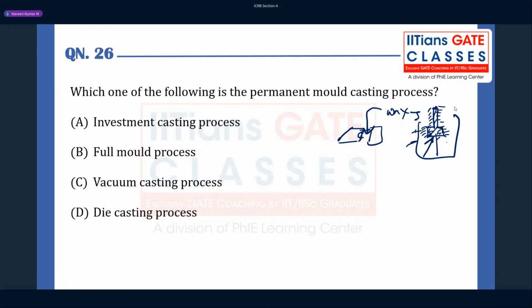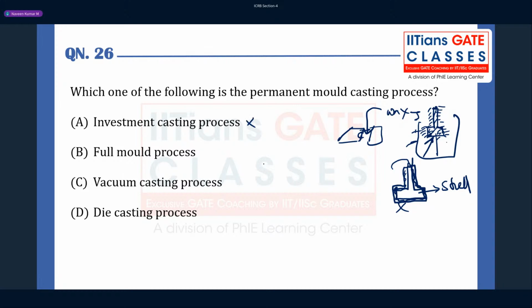After coating is done, what do you do? You heat this complete object. Then the wax is melted out and you drain the wax out, making this shell. The shell will be like this. Wax is drained out. Now you pour liquid metal into this. Once you pour liquid metal, you solidify it and you break the shell. The shell was the mold cavity, right? Initially, so you're breaking this shell. So it is not a permanent mold casting process. Obviously, no.